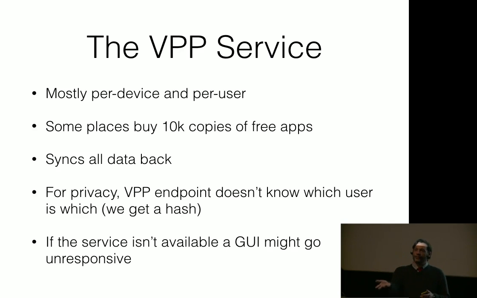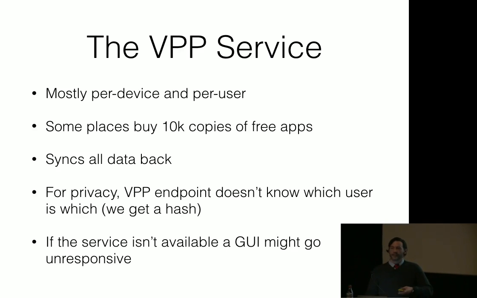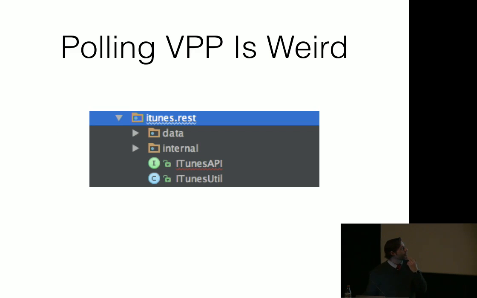And when the last user, or when the last device unenrolls, then I'm going to reclaim that app license so that it's available for someone else. It's kind of hard to keep track of because you're just keeping track of these hashes. Per device is much simpler. Hey, I pushed an app to a device. It's there. According to if users have 2 or 3 devices, it can start to get more expensive that way, of course. And then I mentioned if the service isn't available, a GUI might go unresponsive.